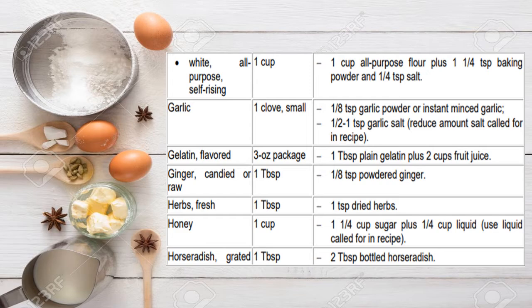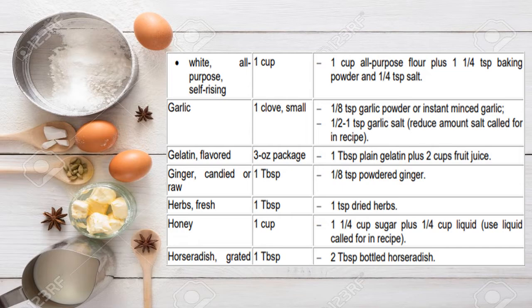For garlic, 1 small clove, we can replace it with 1/8 tablespoon garlic powder or instant minced garlic, or 1/2 to 1 tablespoon garlic salt, reducing the amount of salt called for in the recipe. Gelatin, flavored, 3-ounce package: 1 tablespoon plain gelatin plus 2 cups fruit juice. Ginger, candied or raw, 1 tablespoon, is equivalent to 1/8 tablespoon powdered ginger.